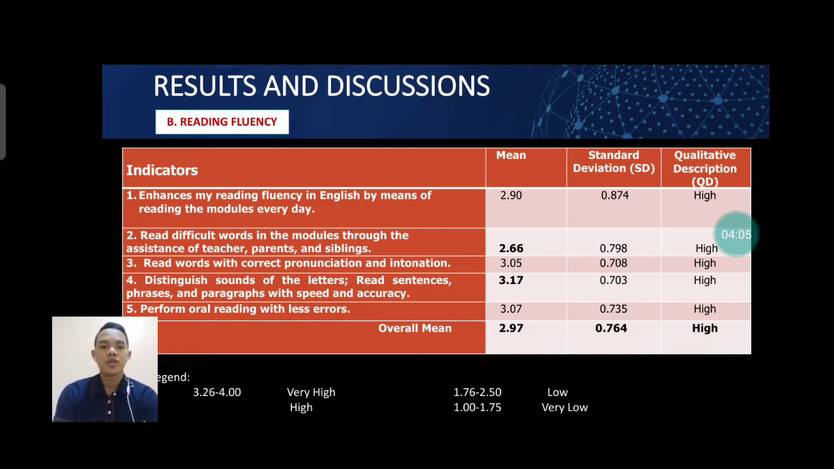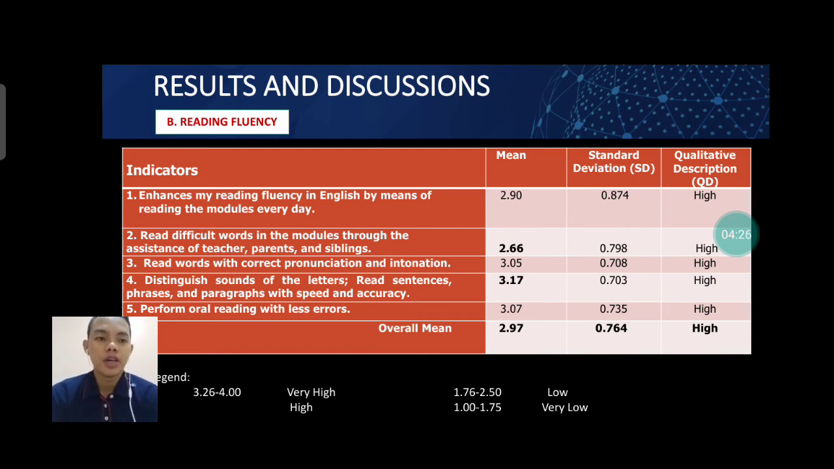The second component, which is reading fluency, the indicator "read difficult words in the modules through assistance of teacher, parents, and siblings" obtained the highest mean of 2.66, which means high. It means that the learners can read difficult words in the modules through the assistance of teacher, parents, and siblings.